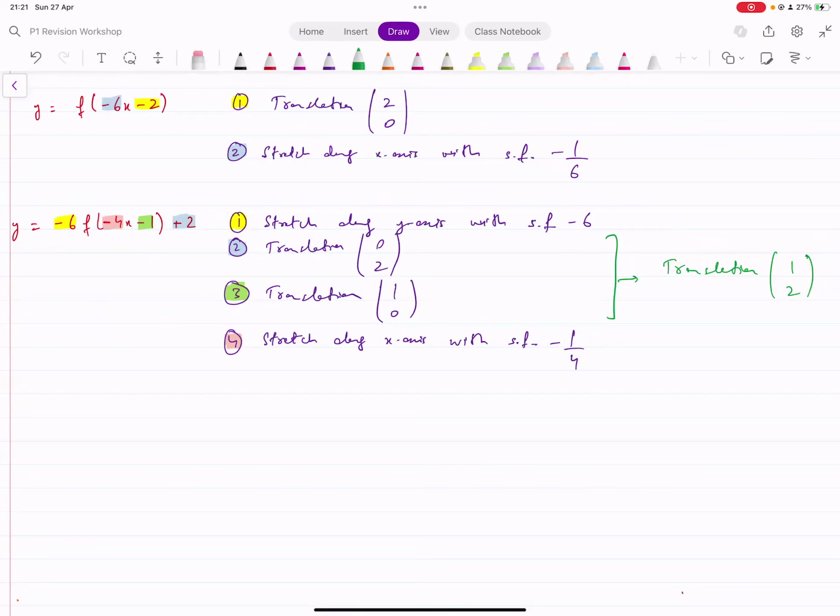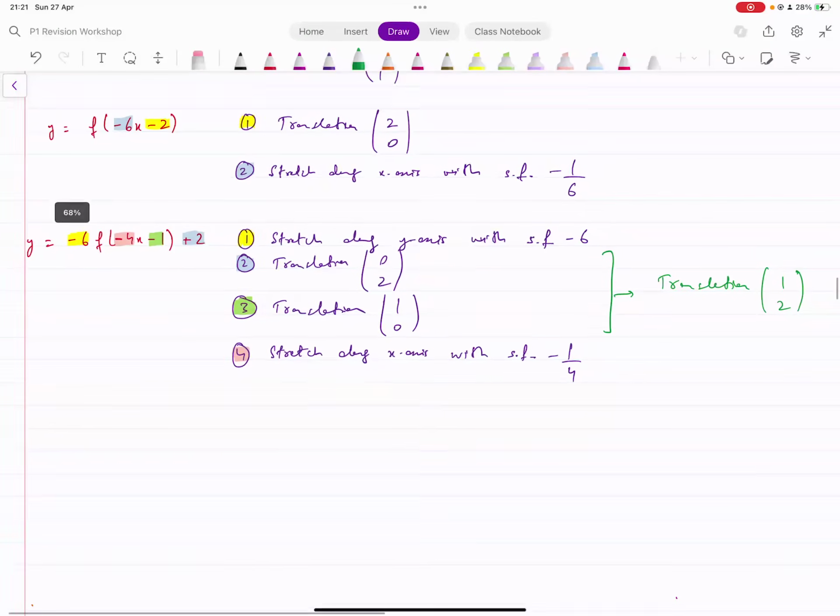Y equals x, reflection in line y equals x, we do that when we have a function and its inverse, but we don't consider that in function transformations. The only place where that is relevant is when we have a function and its inverse function. So we don't study that in function transformations here.